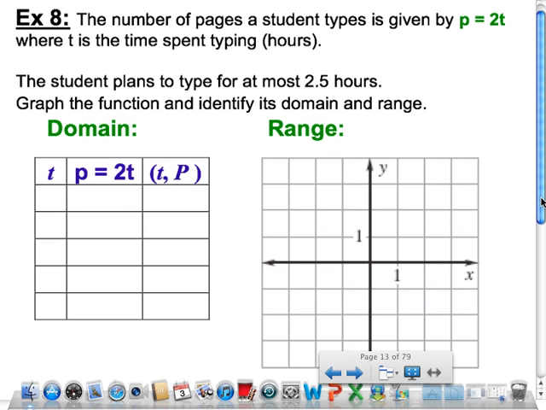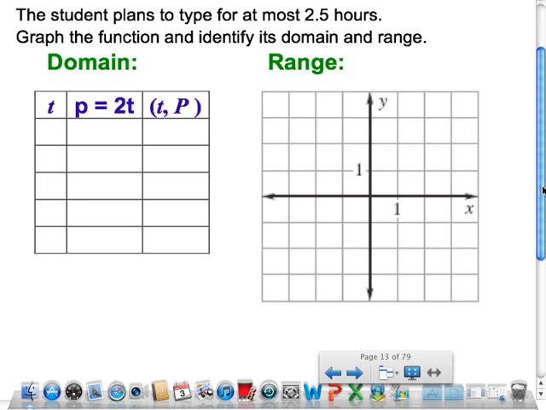Okay. It says the number of pages a student types is given by p equals 2t, where t is the time spent in hours. The student plans to type for at most 2.5 hours. Graph the function, identify domain and range. Okay, so we're talking about time here. Time can never be negative, so we've got to start at 0.